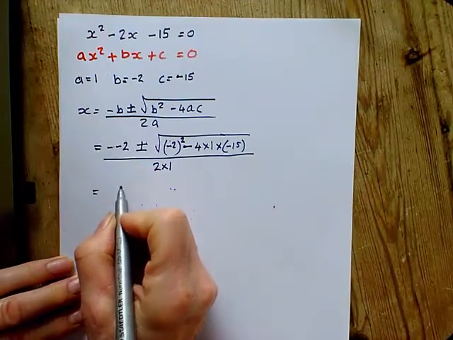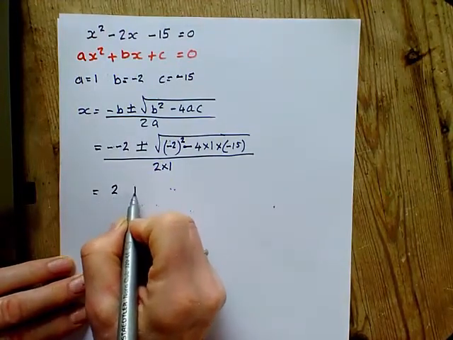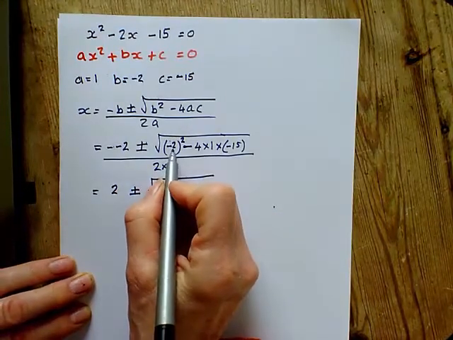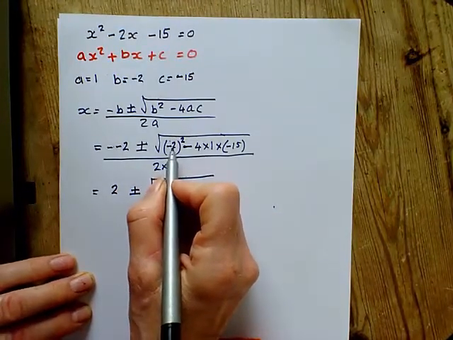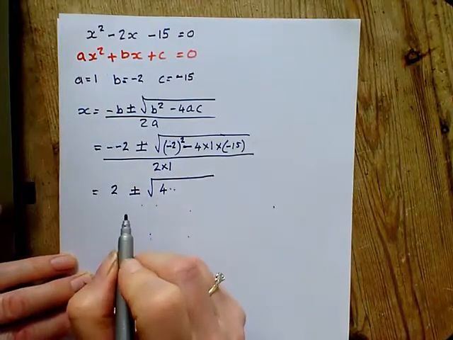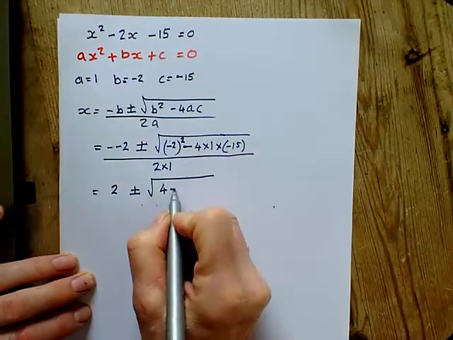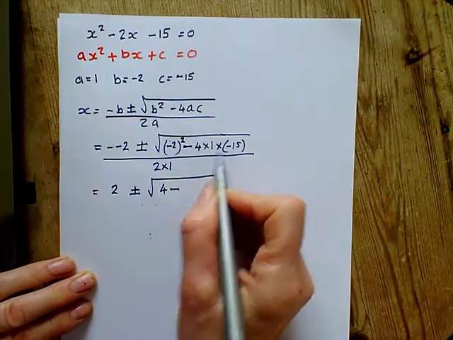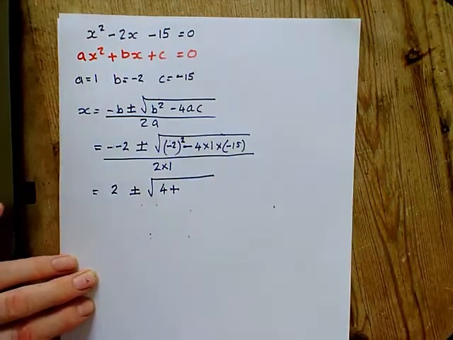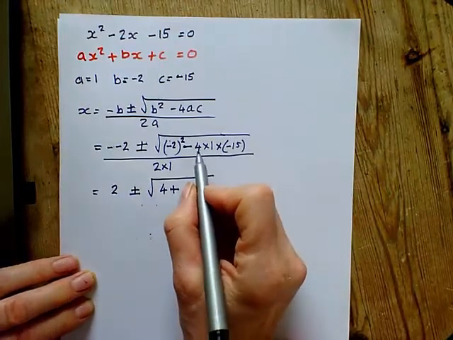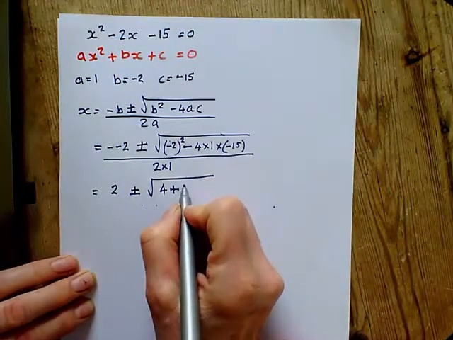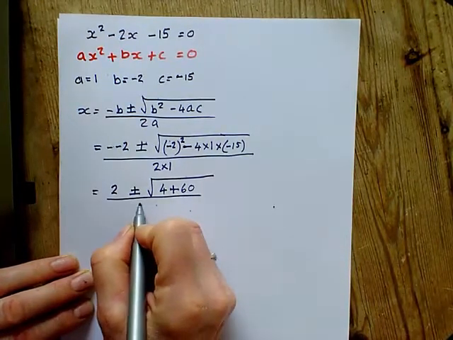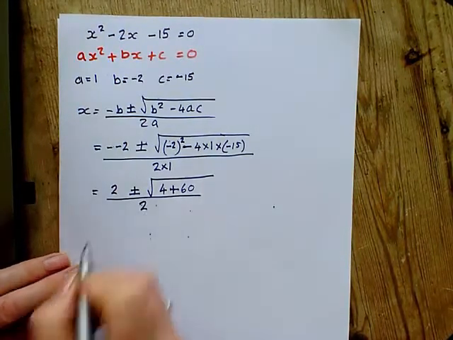So minus 2 is plus 2, plus or minus the square root of minus 2 squared, which is 4. Minus 2 times minus 2 is 4. Minus. But I'm going to be multiplying a minus by another minus, so this is going to end up positive, thankfully. Otherwise, we wouldn't be able to solve it. 4 times 15 is 60, which is good news, over 2.